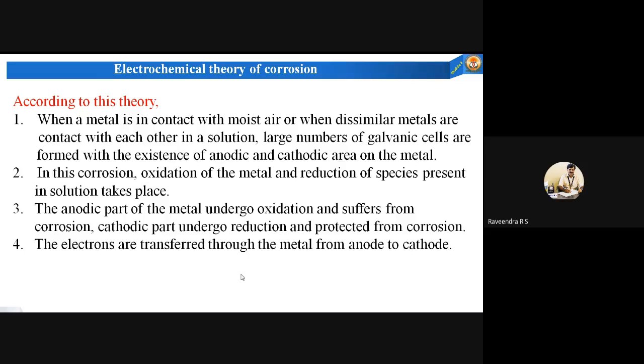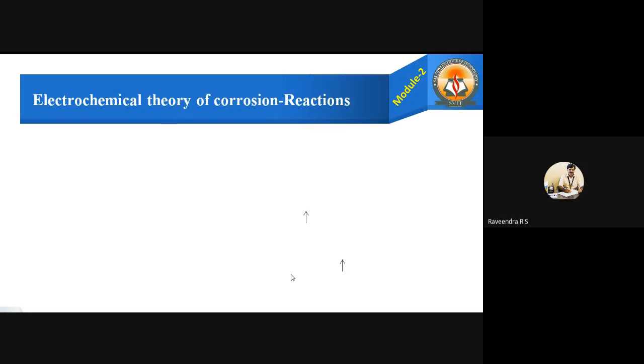Now, the electrons are transferred through the metal from anode to cathode. Oxidation takes place at the anodic part, so there is a release of a lot of electrons, and such electrons are transferred through the metal from the anodic area to the cathodic area. Due to the transfer of electrons from the anode to the cathode, there will be a current. During this corrosion, the following reactions occur. So let us go through the reactions.